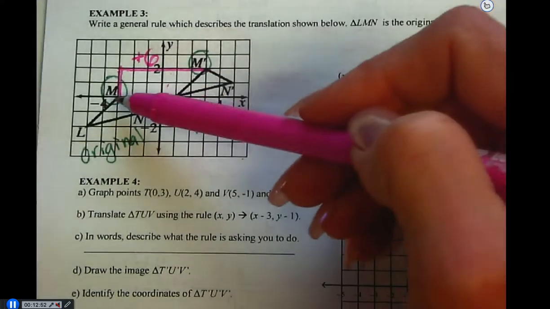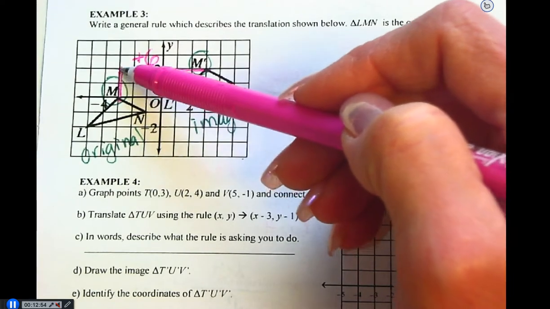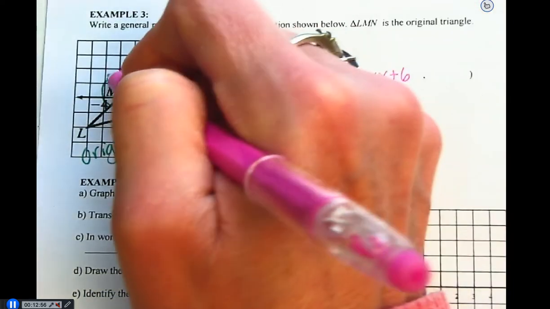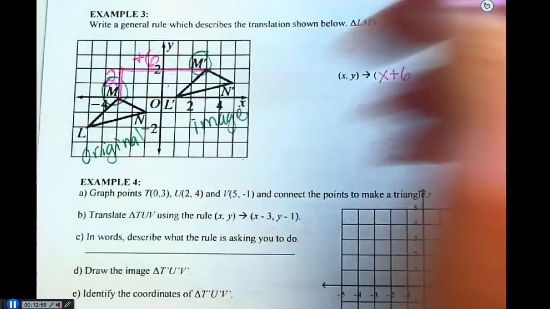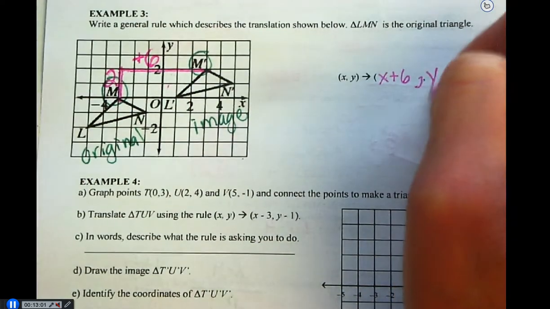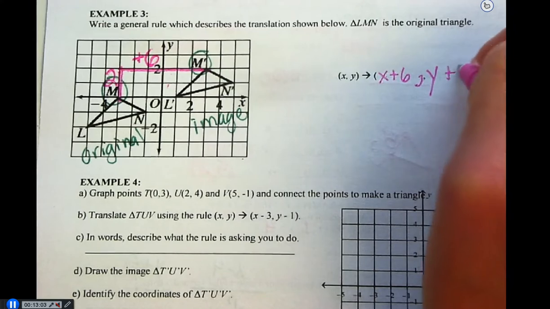And then my y value, it's going up. How much is it going up? 2. It's going up by 2. So it's going to be what? Y plus 2.